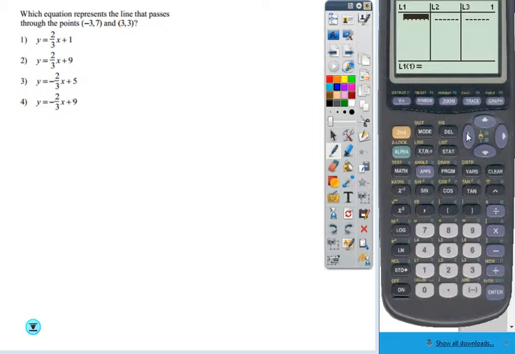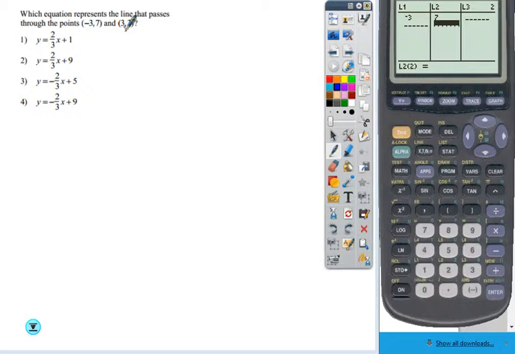Now what we must do is input both of these points into the calculator. So we're going to start with -3, 7. So we go to L1 and we type in -3, enter. Now we press the right arrow to go to L2, and now we're just going to put in 7, enter. So now you can see that we have the point -3, 7, the same point that we have right here.